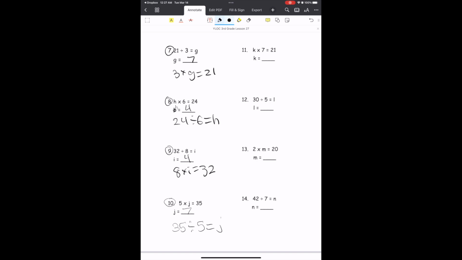We go to number 11. K times 7 is equal to 21. We all know 3 times 7 is 21. So the answer would be 3. You could also rewrite it as 21 divided by 7 is equal to K. And that also gives you 3.